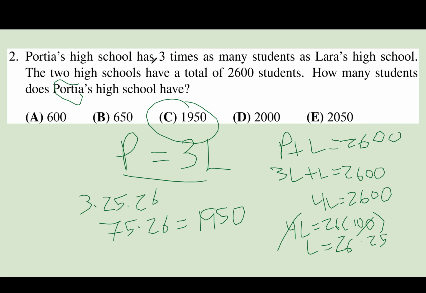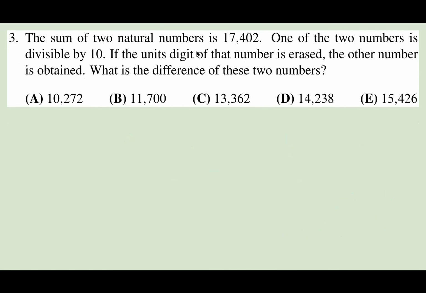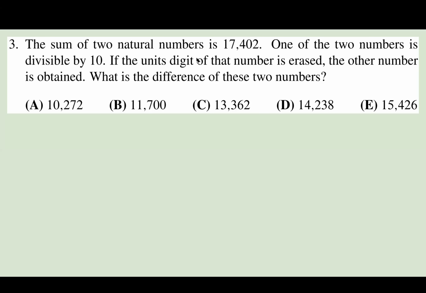Okay? So again, number 2, not supposed to be too crazy. Number 3, oops, I got to move this bar up a little bit. Sorry. The sum of two natural numbers. So remember, natural numbers are like positive integers, right? The sum of two natural numbers is 17,402. One of the two numbers is divisible by 10. If the units digit of that number is erased, the other number is obtained. What is the difference of these two numbers?